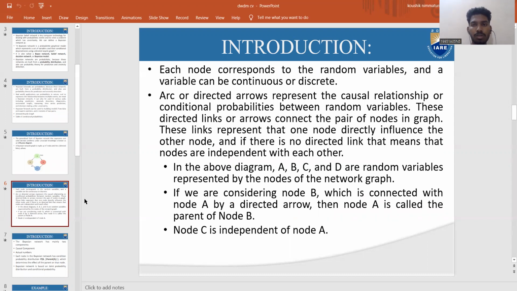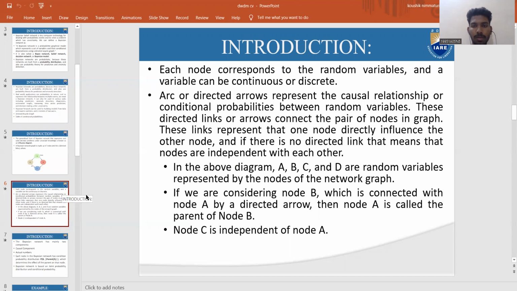Each node corresponds to a random variable, and a variable can be continuous or discrete. Arcs or directed arrows represent the causal relationship or conditional probabilities between two random variables. These directed links or arrows connect pairs of nodes in the graph. These links represent that one node directly influences the other node. If there is no directed link, that means the nodes are independent of each other.